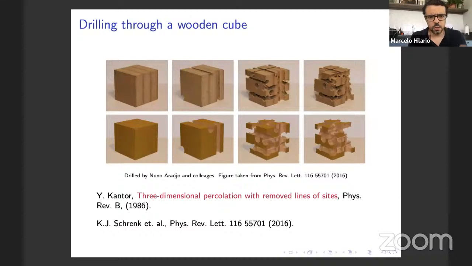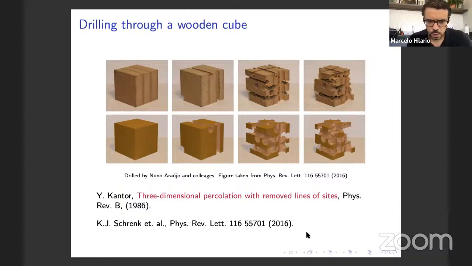So imagine that you have this cube made of wood, and you decide to drill through each face to the opposite side with some probability that can depend on the direction. So you remove straight lines instead of single bits in your medium there. And this was first introduced long ago by Cantor, and then studied with co-authors, including Augusto and Nuno, who are in the audience, in this paper here.